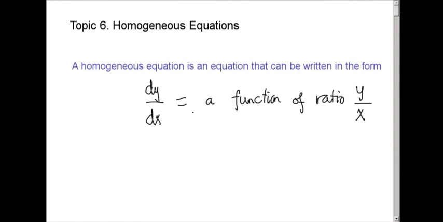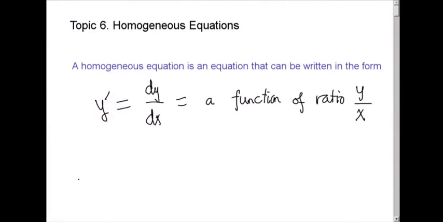So as usual, we have the derivative dy over dx here, or equivalently, this is also denoted by y prime. And the right-hand side is a function of the ratio of y over x, meaning that somehow we can rewrite the right-hand side so that it involves the ratio of y over x only. And whenever we have such an equation, we have a homogeneous equation.